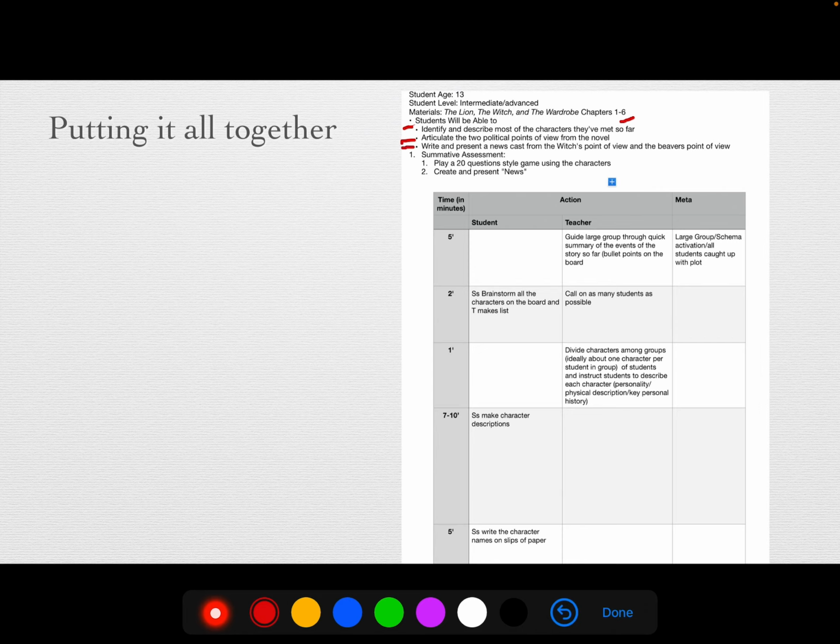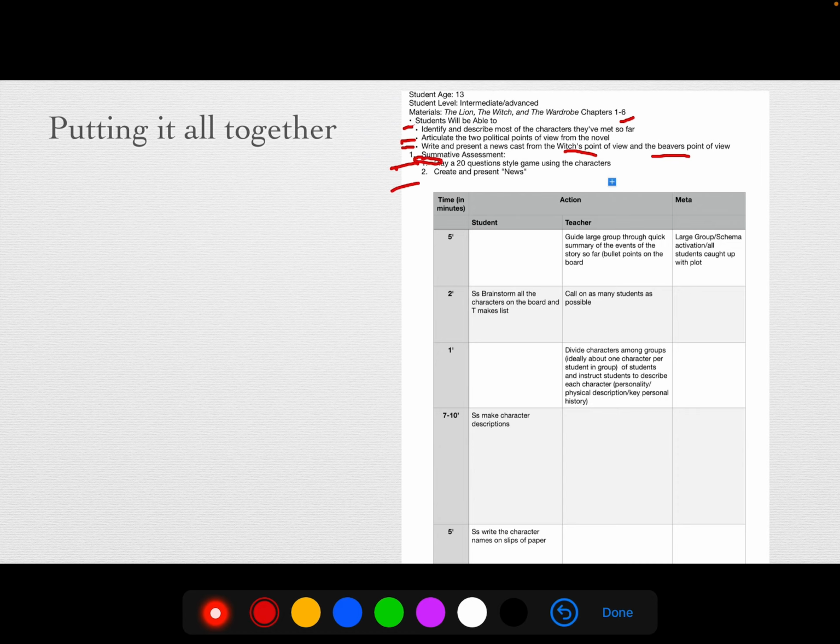Write and present. Oh, and finally, my summative assessment: write and present a newscast from the witch's point of view and the beaver's point of view. And every student is not going to do this. They're going to be divided into two groups, and I'll talk about that later. So I have two summative assessments. One is to play a 20 question style game using the characters. And the second one is create and present their news.